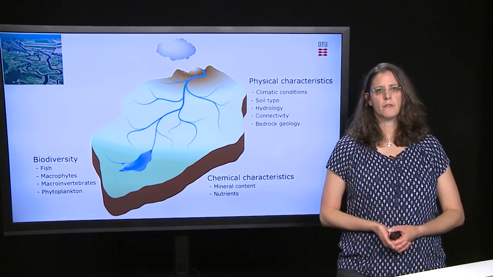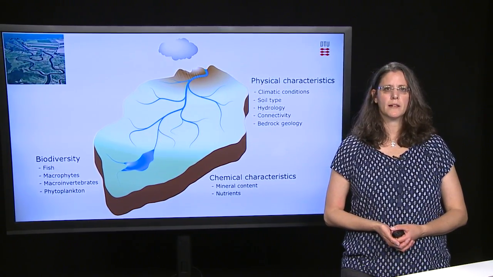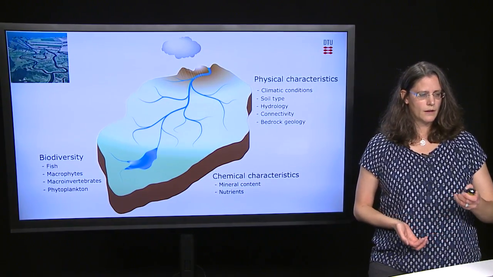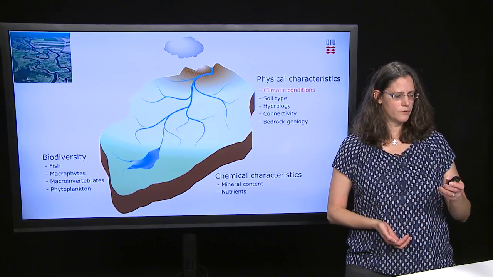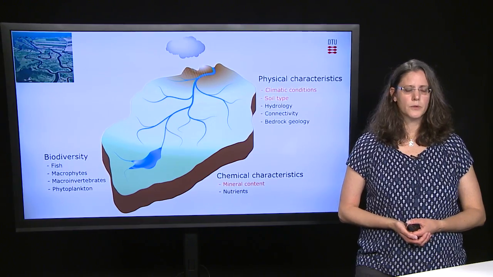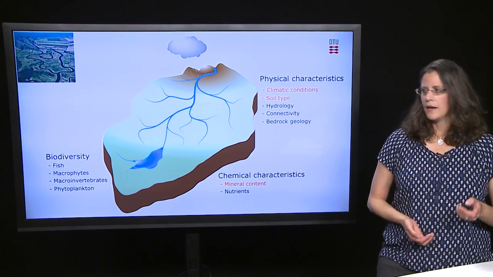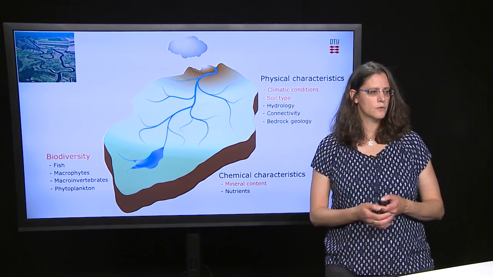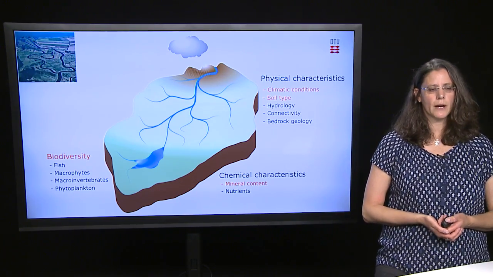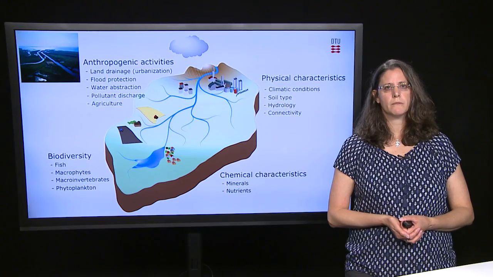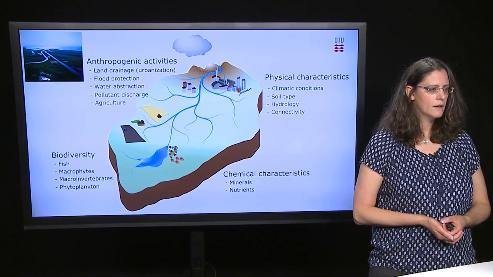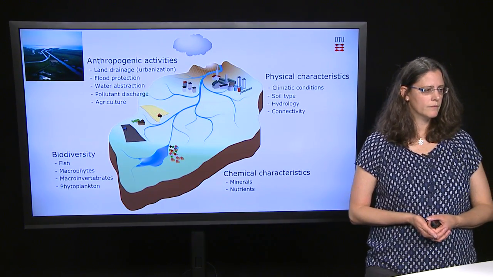The environmental status of a water body is highly influenced by the characteristics of its catchment area. For example, climatic conditions such as precipitation influence water flow. Soil type influences the mineral content of the water, and all of these factors influence the natural range of species or biodiversity.